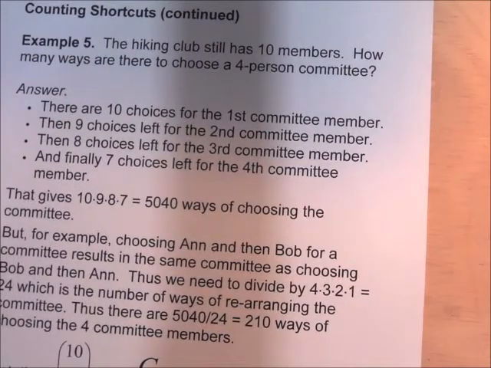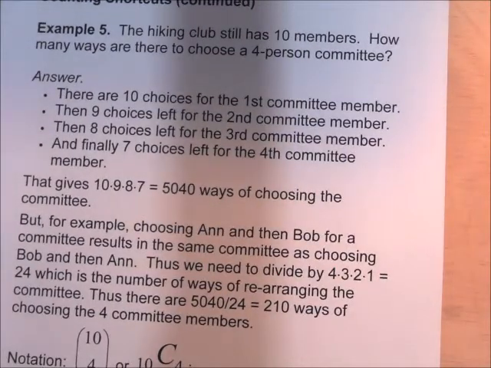Okay, example 5. The hiking club still has 10 members. How many ways are there to choose a 4-person committee? So this is a little bit different from choosing 4 officers, because when you choose 4 officers, for example, Ann being president and Bob being vice president is different than Bob being president and Ann being vice president. But for a committee, if Ann and Bob are on the committee, that's the same as Bob and Ann being on the committee.